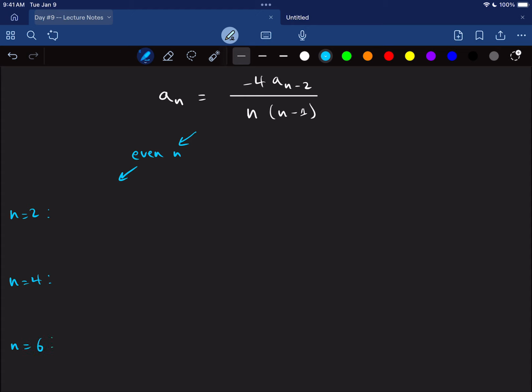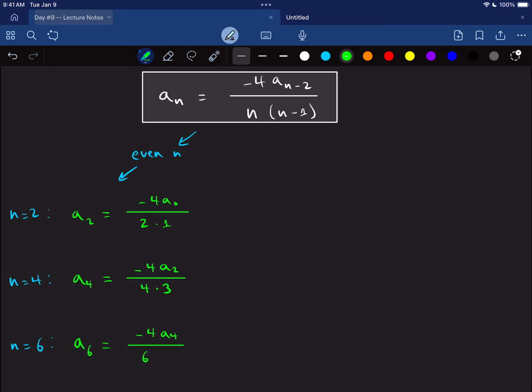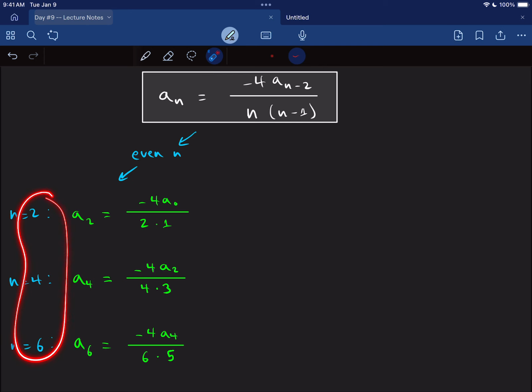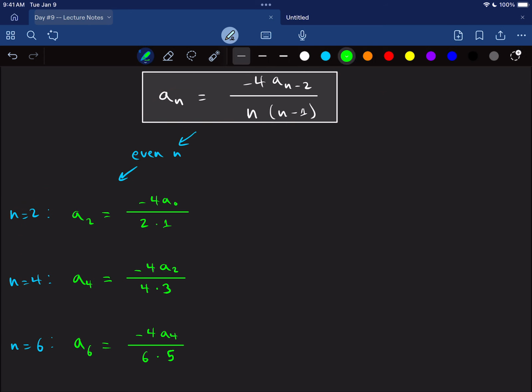Let's go down to n equals 4. I have a4 is equal to negative 4 a2 times 4 times 3. A6 is equal to negative 4 a4 times 6 times 5. Again, just plugging in the different values of n into the boxed formula up here. Cool.